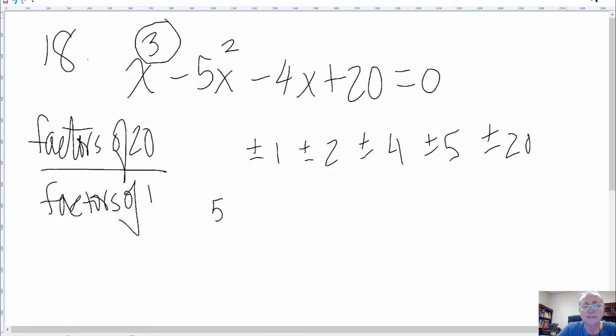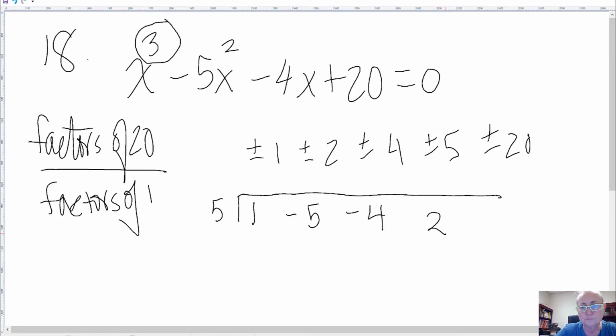So I'm going to divide synthetically by 5. Now remember, you must count your exponents to make sure: 3, 2, 1, none. Make sure they go down. So 5 is going to divide into 1, negative 5, negative 4, and 20.